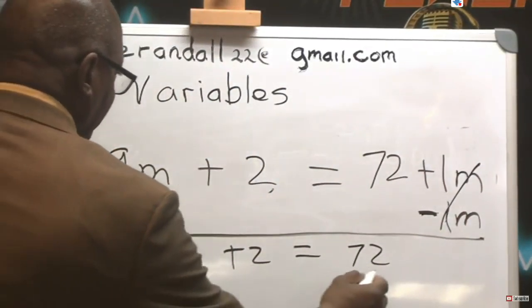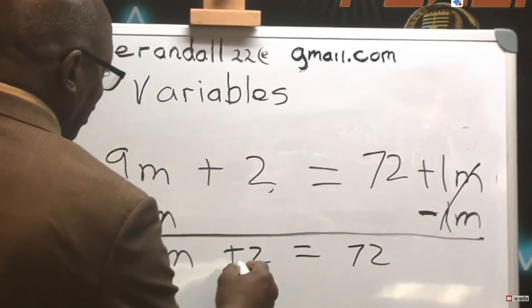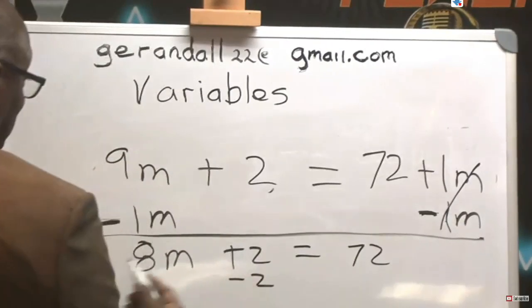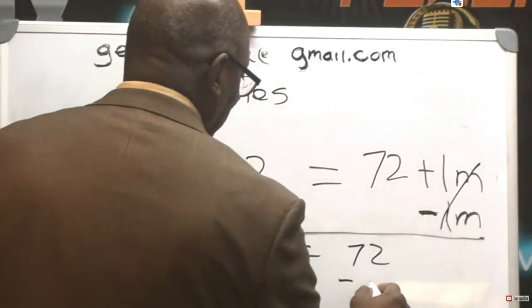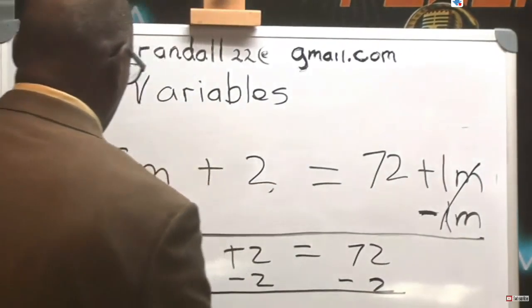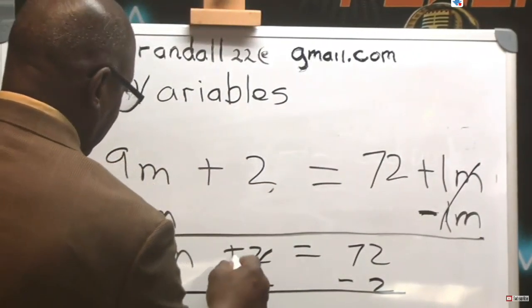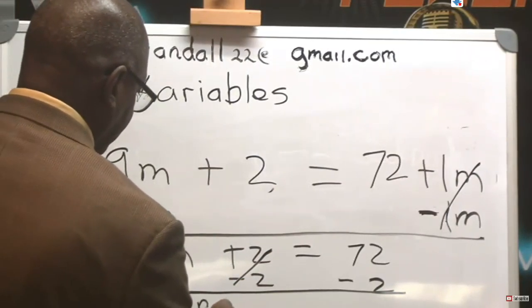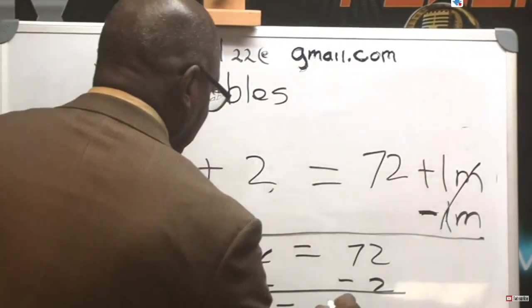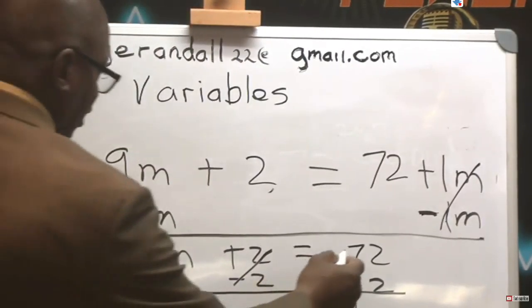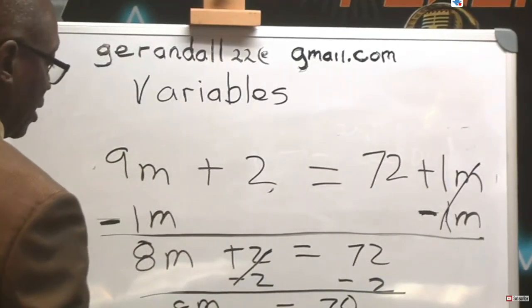Got to get this over there. How do you undo addition? Subtract 2. Whatever you do to one side, must do to the other. And this goes away because plus 2 minus 2 is 0. You're left with 8m equals 70. Because 72 minus 2 is 70.